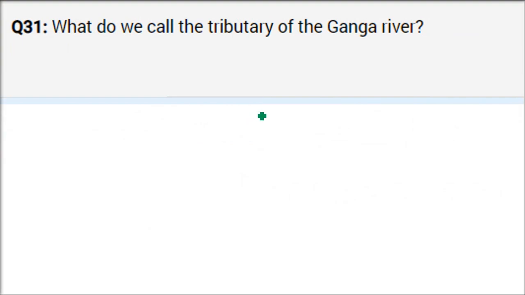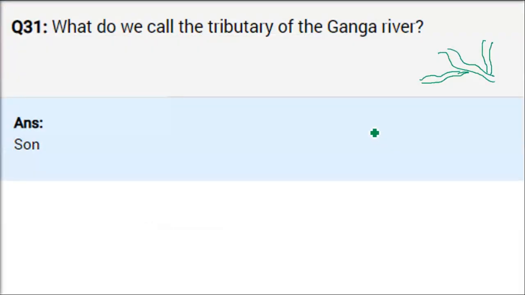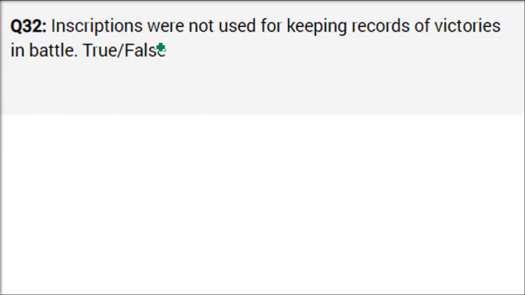What do we call the tributary of the Ganga river? Actually Ganga has various tributaries. There is no one. When a river is flowing, a stream, there is another stream or a small river which adds up water, comes and joins it. That is called a tributary. So in this chapter, it's Son. This is the Ganga river, and this is the Son river. This was called Magadh at that time, southern Bihar.